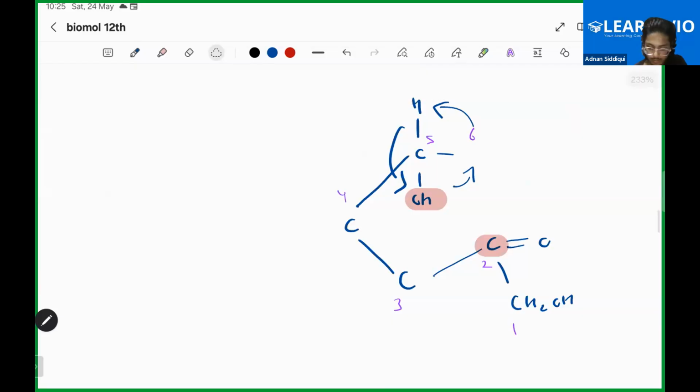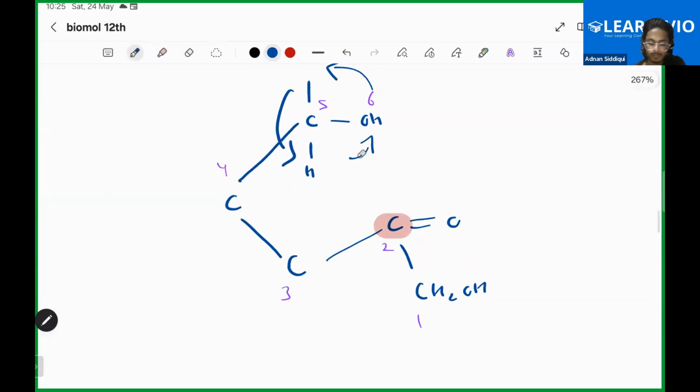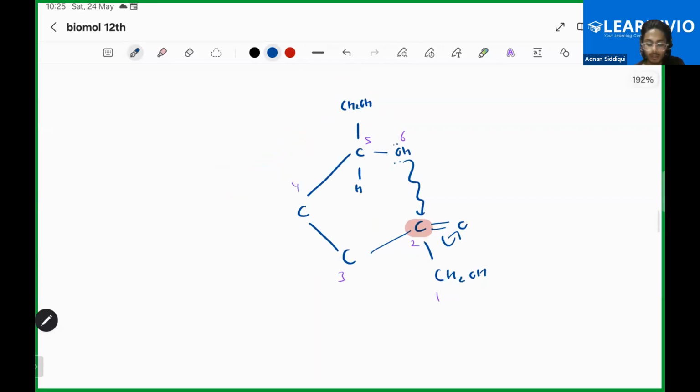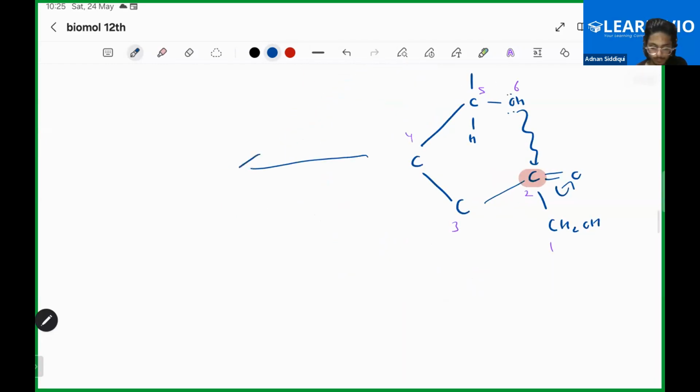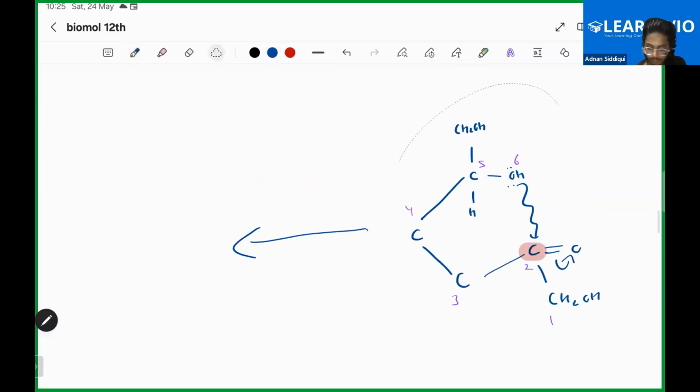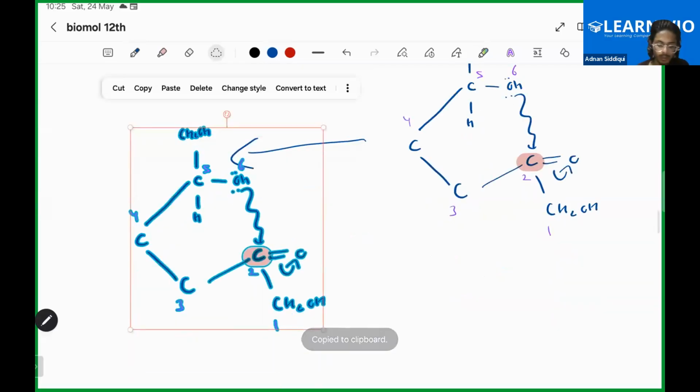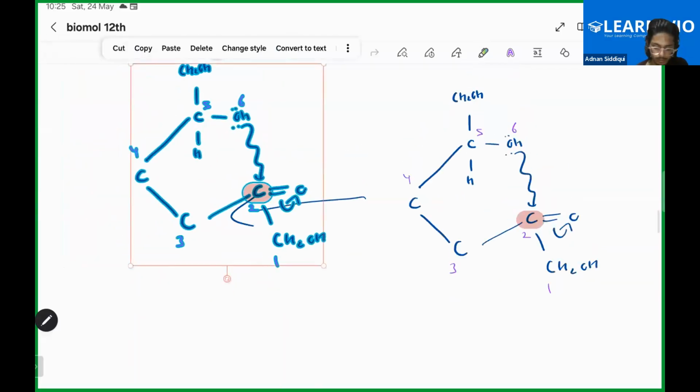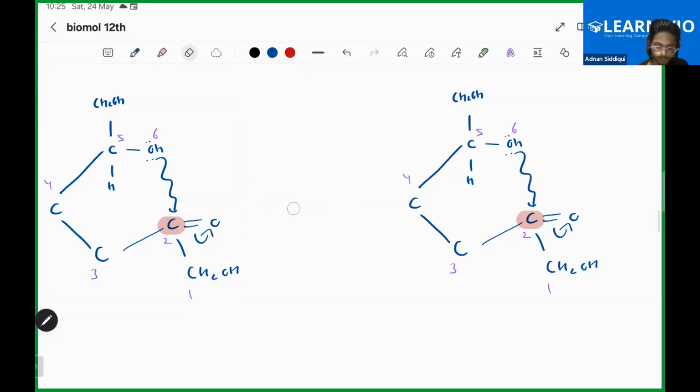Now we have this CH2OH group here, this OH here, and H here, right? Now what will happen? This oxygen will attack with its lone pair to this position, and this will shift here. Now, it is going to form a 5-member ring. Let us draw a 5-member ring.